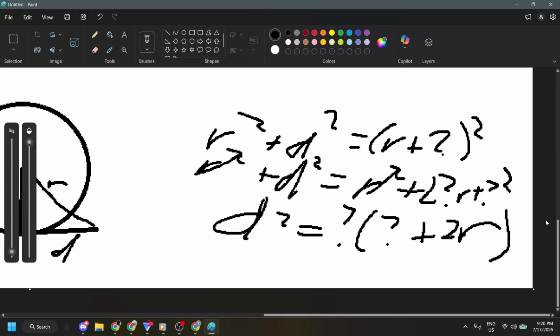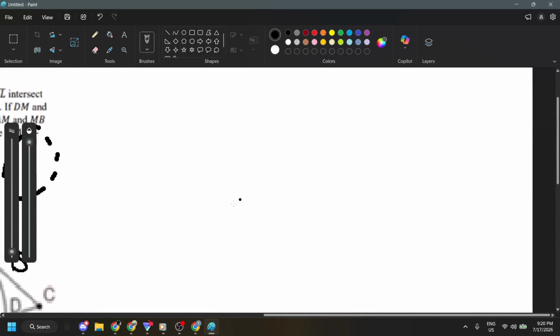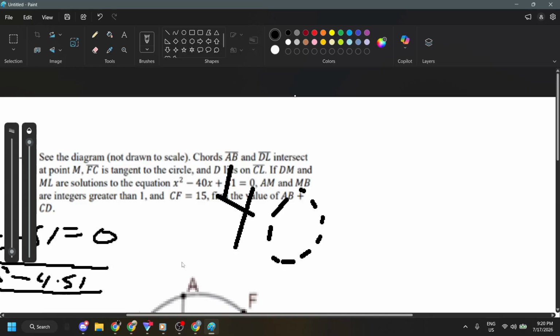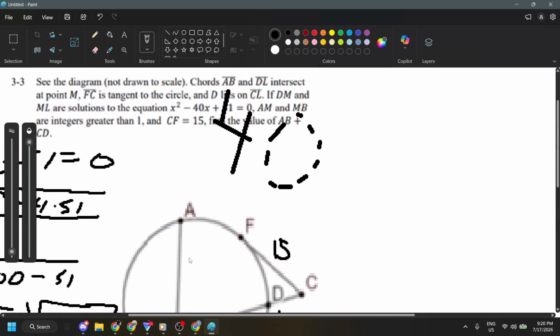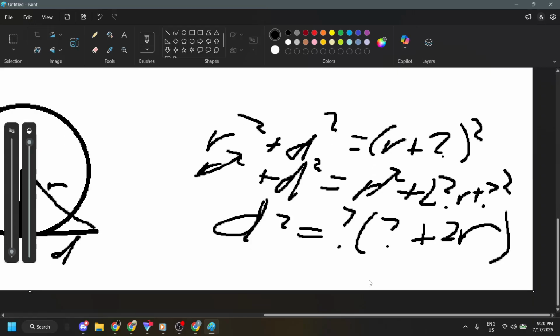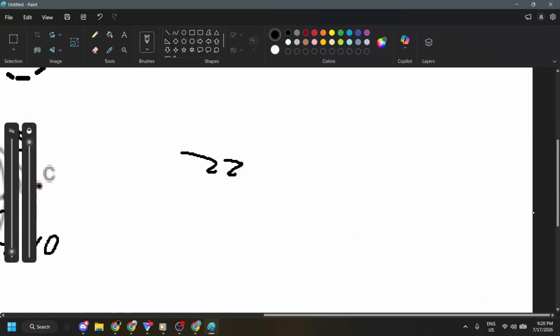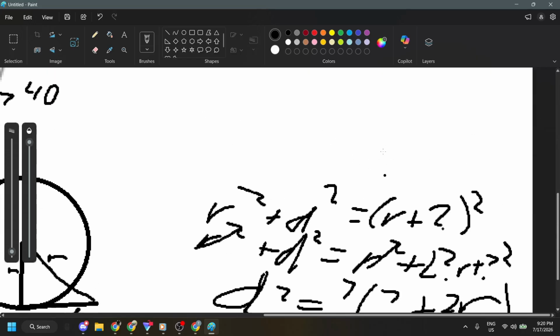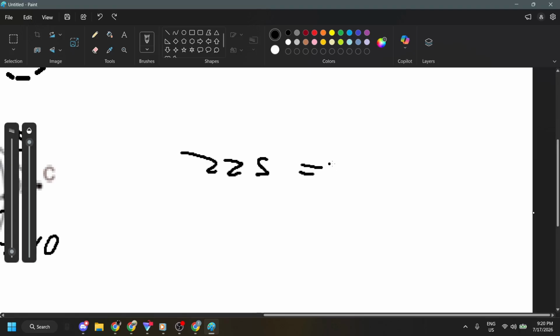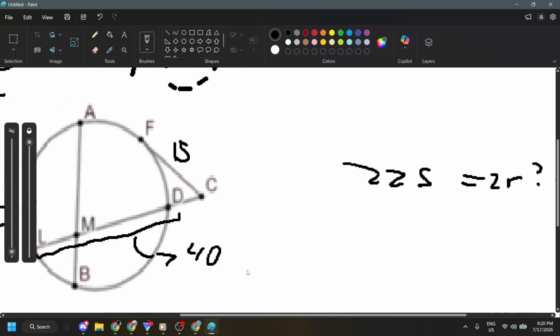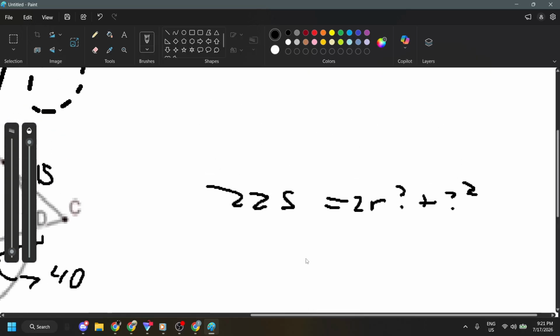And then, given an r value and a question mark value, we can solve. Or given an r value and a d value, we can solve. So maybe let's just plug in our d value without knowing r. 15, so 225. 225 is equal to r, I'm just going to write 2r question mark plus question mark squared. Maybe if we find r now, we can figure this out.